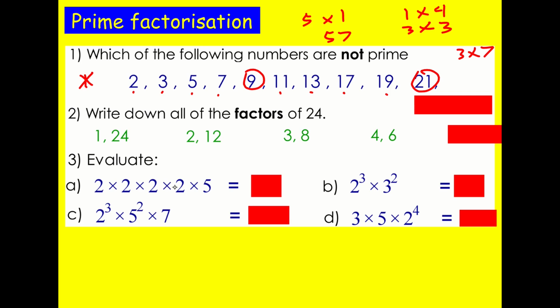So one strategy is if you've got a 2 and a 5, that's brilliant because that gives us a 10 immediately. And then 2 times 2 times 2 is 8. So it's going to be 8 times 10 or 80. I don't need to do 2 times 2 is 4, times 2 is 8, times 2 is 16, 16 times 5, what's that? Is 80. I can take a little shortcut. Here, 2 cubed times 3 squared, well, let's work them out individually. It's going to be 8 times 9, which is 72.